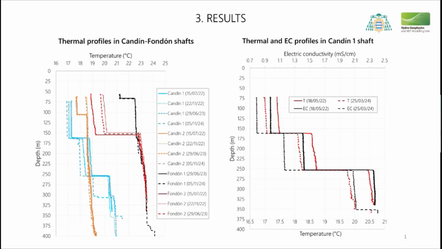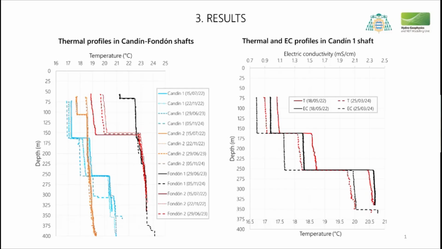In this slide, we focus on the Candín-Fondón system, the other one where geothermal power is implanted. And here we have 4 interconnected shafts which have been monitored. On the left, we can see that despite being connected, the shafts show very different behaviors near the surface. However, as depth increases, the temperature profiles tend to converge, suggesting hydraulic connection at specific levels.